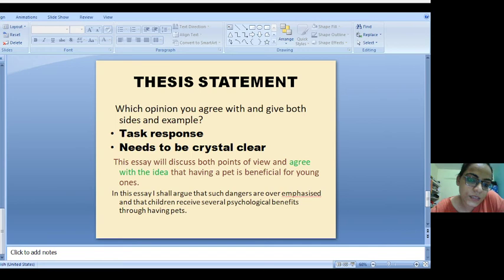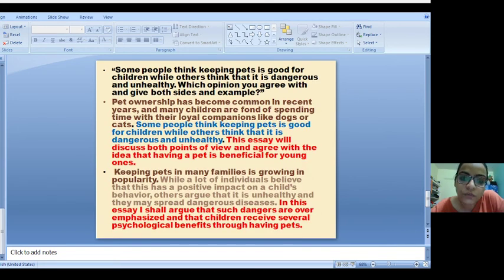So see, this is how I have introduced my topic to IELTS. My introduction reads as, first of all, I have written the general statement. Pet ownership has become common in recent years, and many children are fond of spending time with their loyal companions like dogs and cats. Background statement. Some people think keeping pet is good for children, while others think that it is dangerous and unhealthy. Thesis statement. This essay will discuss both points of view and agree with the idea that having a pet is beneficial for young ones. So when I read it, it's very clear what is the topic about, what was the argument, and what am I going to find in the essay.